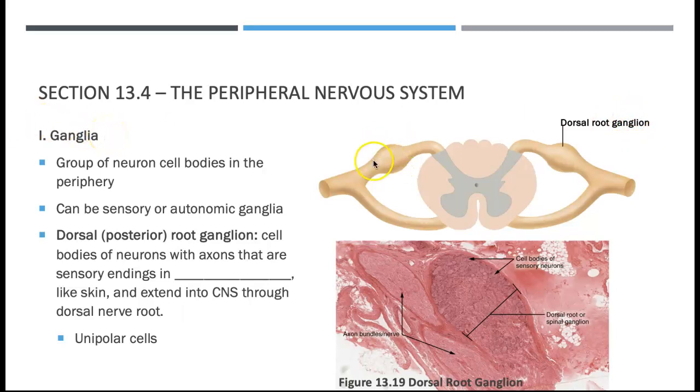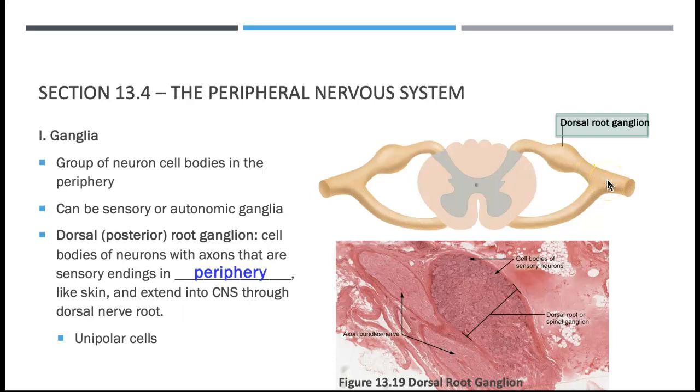This contains a group of neuron cell bodies within our peripheral nervous system, and it could be sensory, or we have something called an autonomic ganglia, which we'll talk about more next week. We also see here, this specific one is going to be called our dorsal or posterior root ganglion. This, as we said, will be a collection of cell bodies of neurons with axons that are going to have sensory endings in the periphery, such as our skin, and can extend into our central nervous system through the dorsal nerve root, which is pictured right along in here.